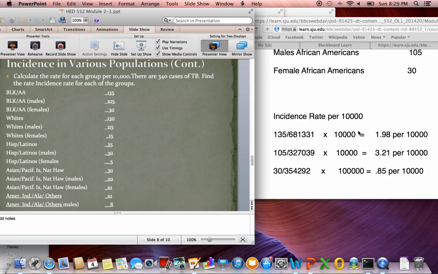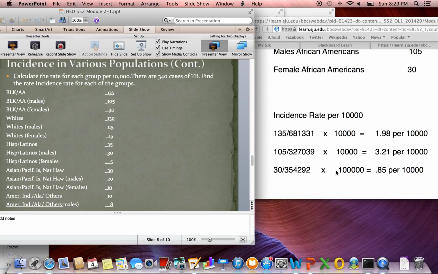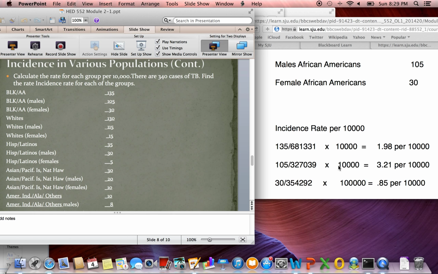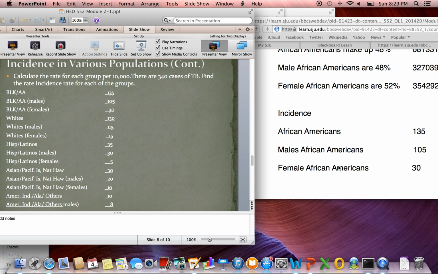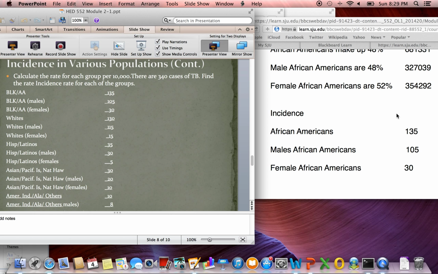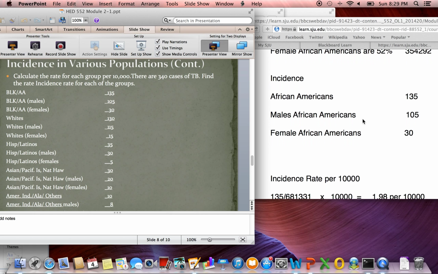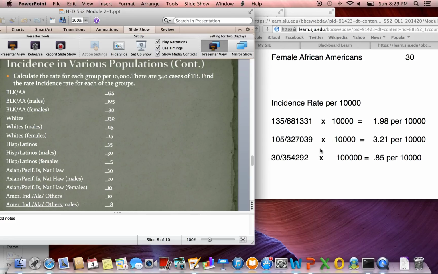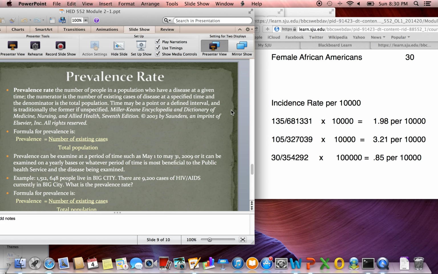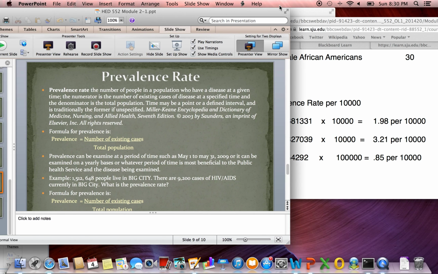And this last line you'll see has a typo. I apologize about that. 30 African American females infected with tuberculosis out of 354,292 total female African Americans. We do that division and then multiply that. That's supposed to say 10,000. I'm sorry, I accidentally put 100,000. But it would come out to be 0.85 per 10,000. Okay, so again, these are pretty straightforward. Try these. I'm going to go through another example of an incidence rate in a minute.